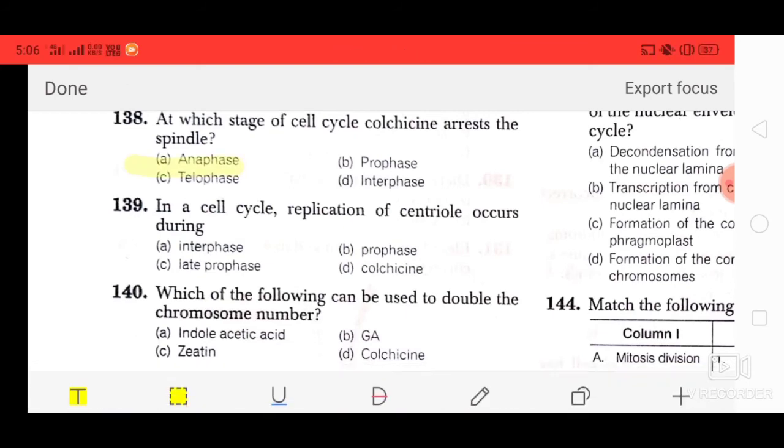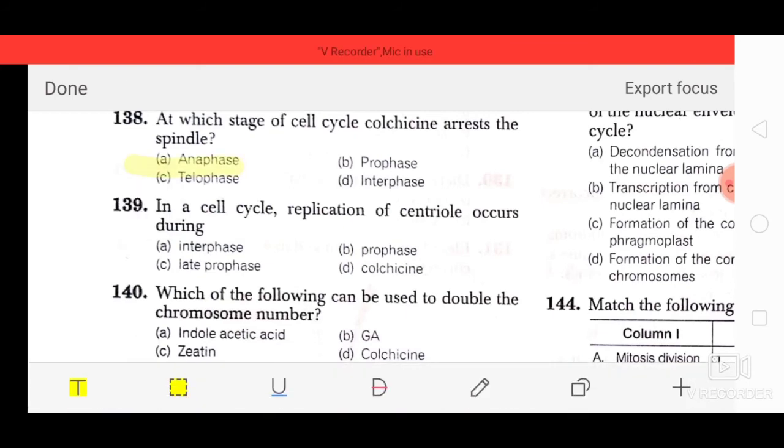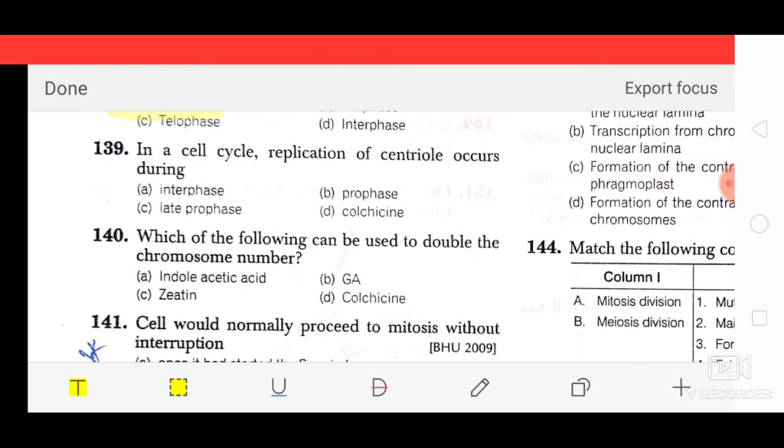Next is, in a cell cycle replication of centrioles occurs during, options are interphase, prophase, late prophase, and colchicine. And the correct answer of this question is option number A, that is interphase.